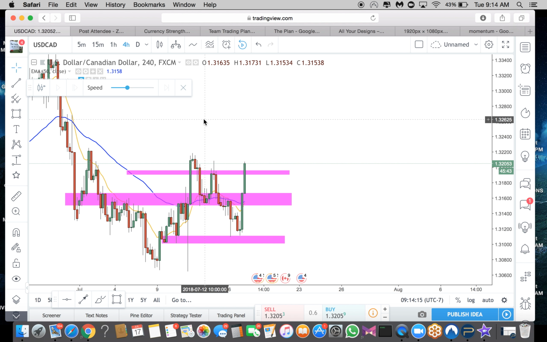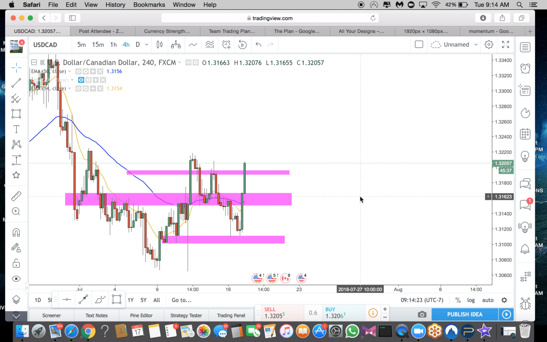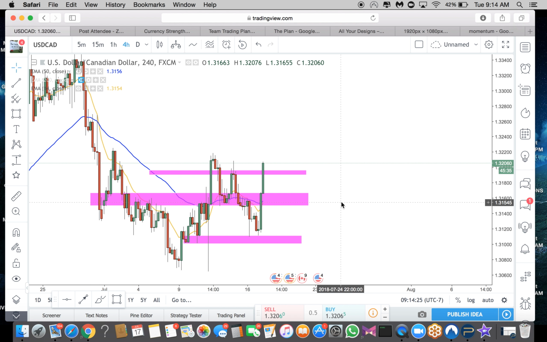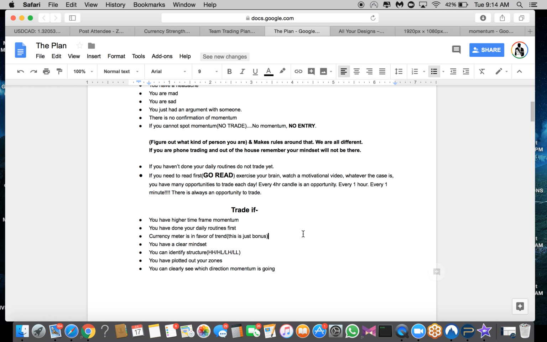I don't trade 6 a.m. as much anymore. I'm too tired in the morning. But at least you guys can kind of witness what I see and how I simplify it. And of course, on my trading plan, I mean, you guys already know, but this is how I trade. Do we have higher time frame momentum? Yes. Currency meters in favor. That's just the bonus it was.